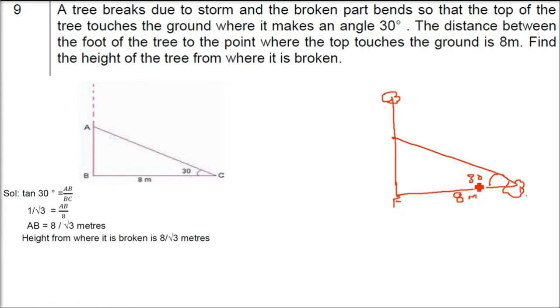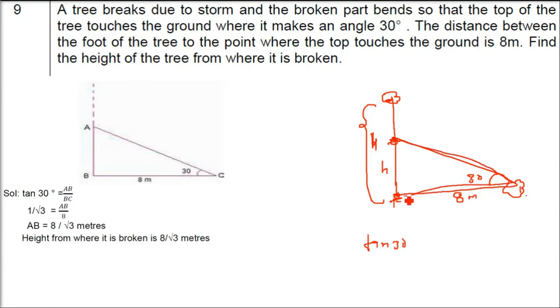Now we have to find out the height from where it is broken. We don't have to find out the whole height. This edge, if I'm assuming it to be an edge, we don't have to find that. We just have to find from where it is broken. So we are interested in AB, in this figure. Let's assume the total tree is capital H, and the small part which is remaining is small h.